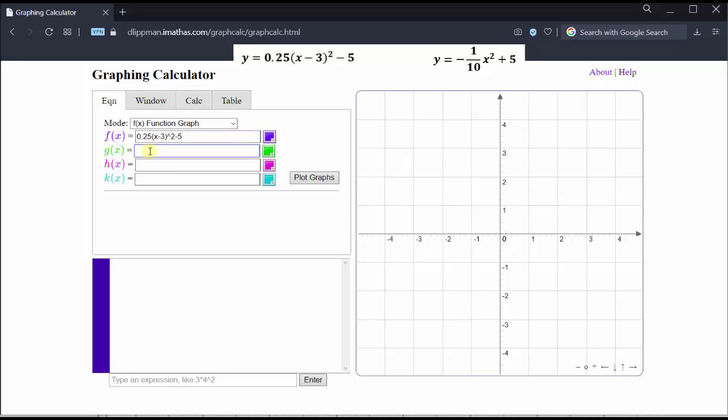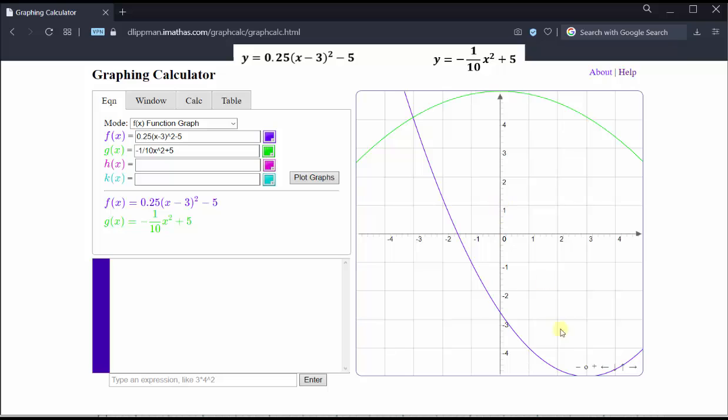Click in the cell for g of x. G of x is equal to negative 1 divided by 10, x to the second power plus 5. And now I click plot graphs. Notice both graphs appear on the same coordinate plane on the right, but we do have to adjust the window in order to see the intercepts for both graphs.